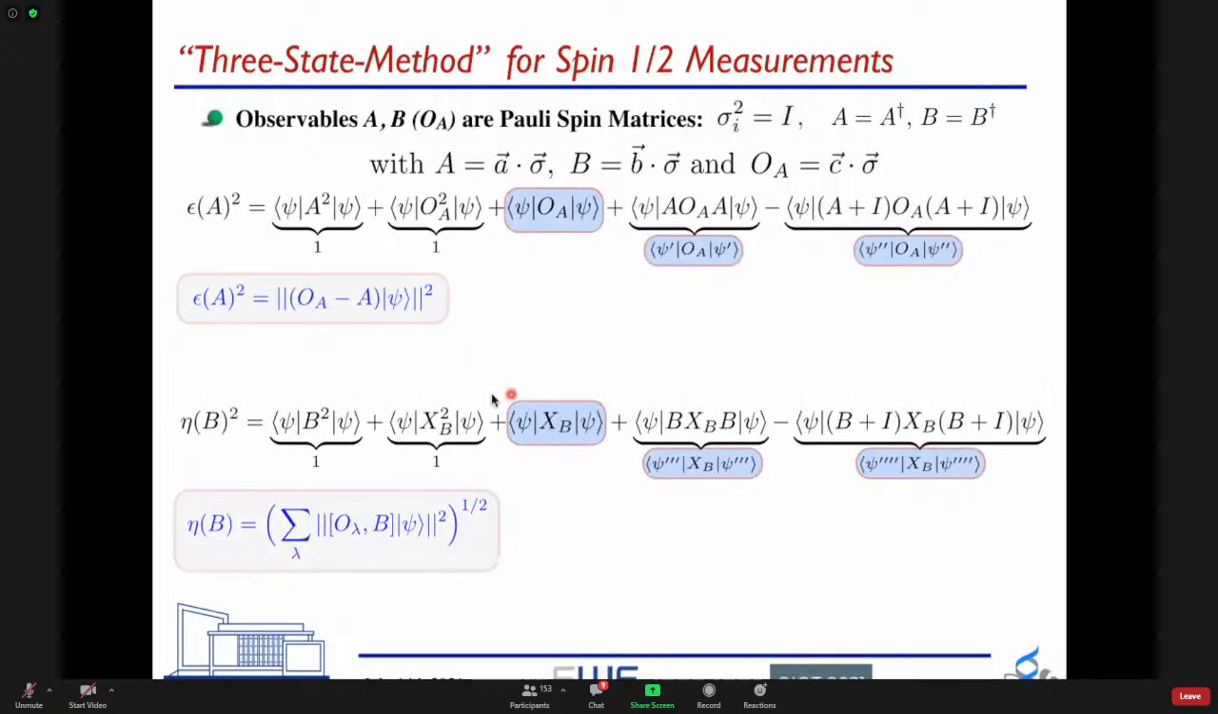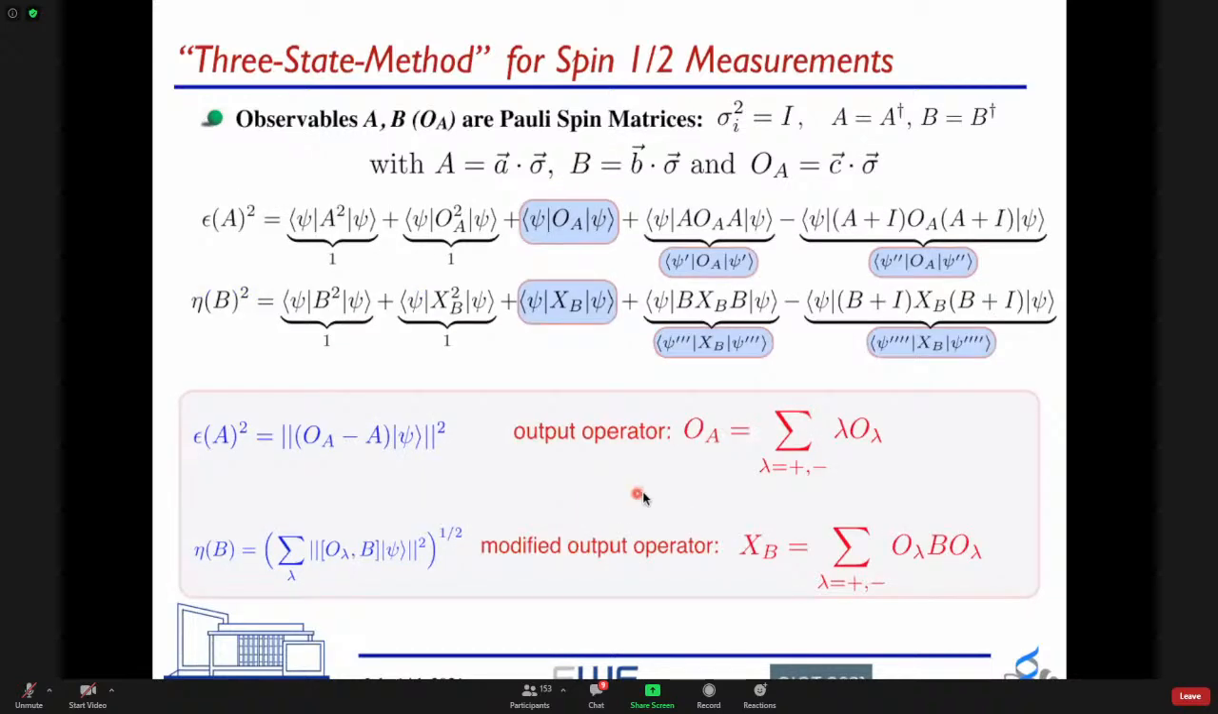And we simply get exactly the same for the disturbance, where we also have different states that need to be measured to get a value of the disturbance. So, we now have two operators which we already introduced. When we want to measure the error, there's the so-called output operator, or the approximator of our measurement. And for the disturbance, we need the so-called modified output operator.